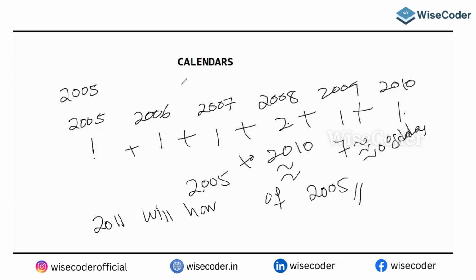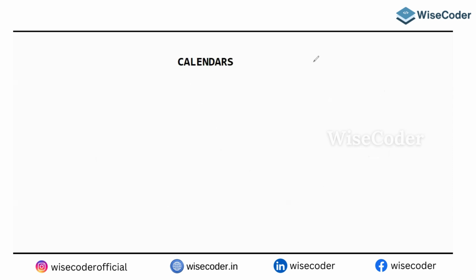Okay, we'll see a similar kind of question. If I ask you the question, which of the following years will have the same calendar as 2002? I hope you'll understand from here. So 2002, which year will have the same calendar as 2002?